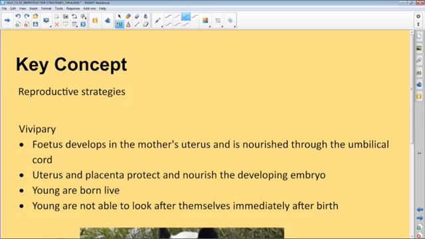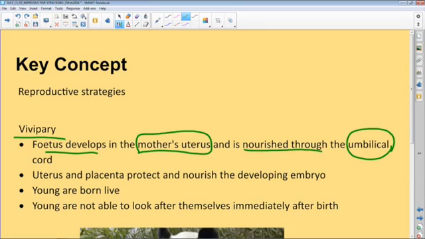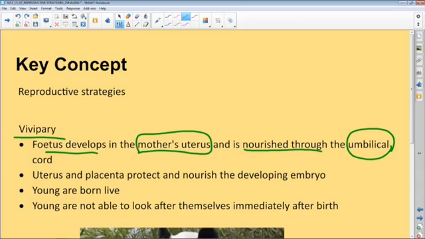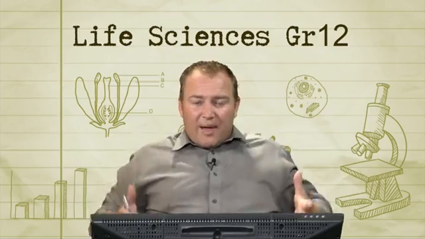So let's get viviparous. The fetus develops inside the mother's uterus, so in other words, where you came from, okay, and the nourishment comes through the umbilical cord. Something that's where your belly button was. That's why we all have a belly button. That belly button is where your umbilical cord was, right? And the uterus and the placenta protect and nourish the developing embryo. So in other words, you've got this uterus, and around it there's placenta, and you've got your amniotic fluid and all of that to protect you.